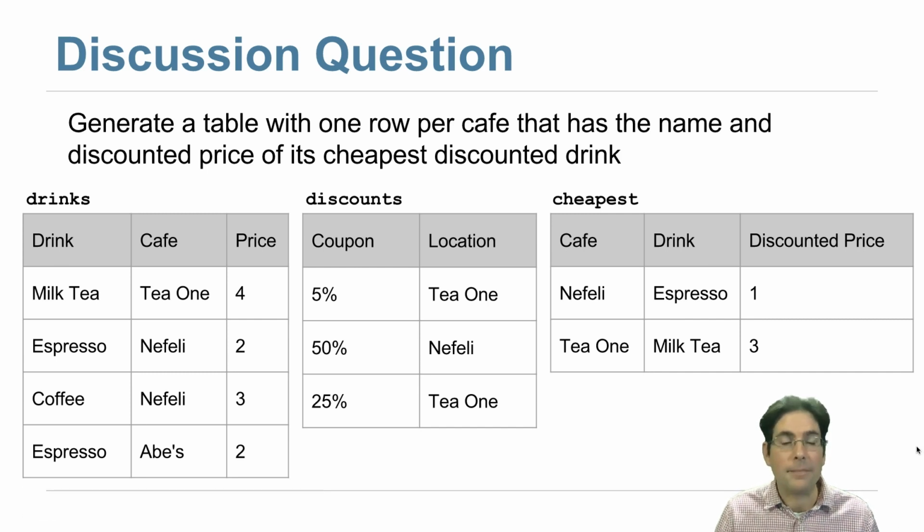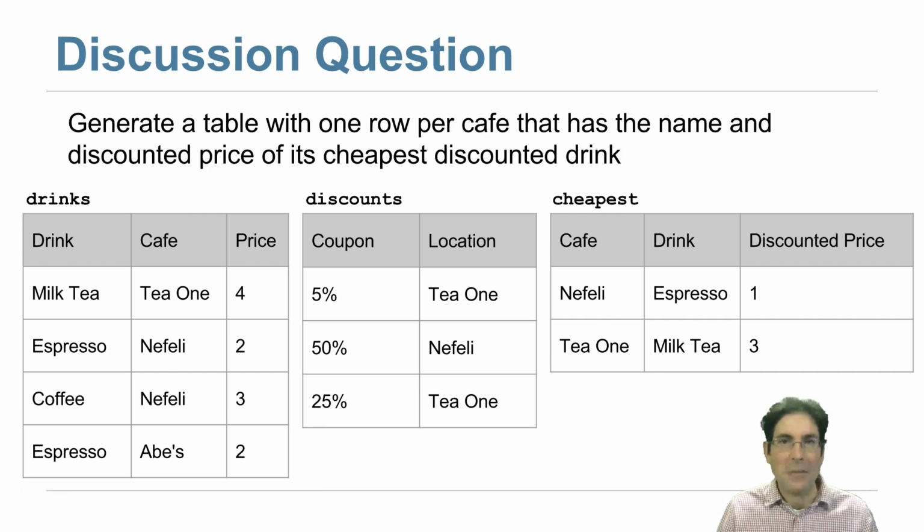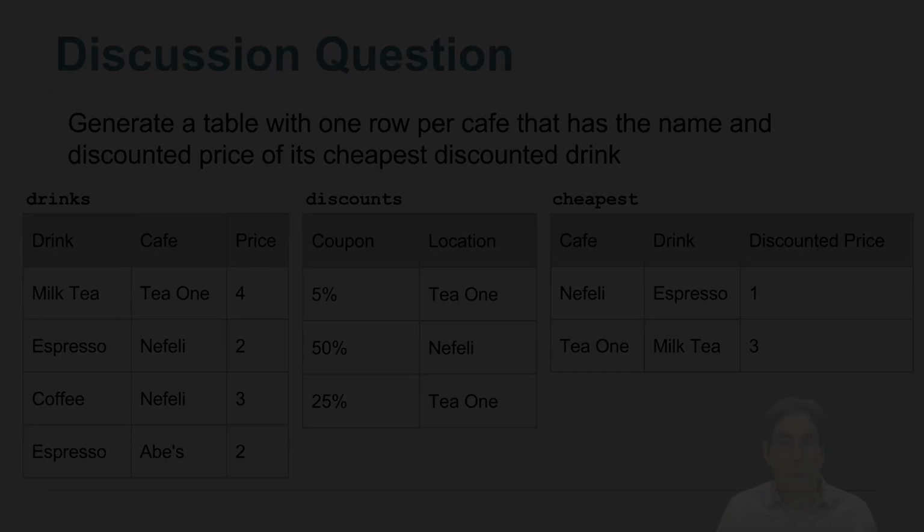How do you do it? Why don't you spend some time trying to think about what are the steps that would get you from the first two tables to the third table, and then we'll go through it together. Pause the video if you want to keep working on your own. We're going to start working on it together in 3, 2, 1.